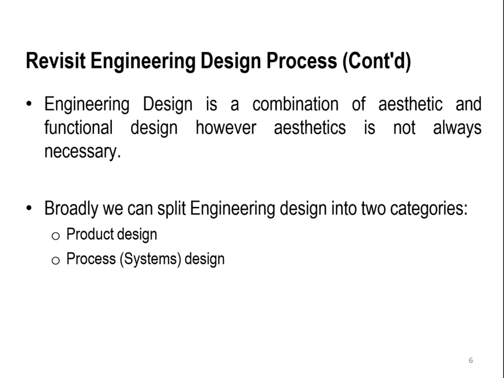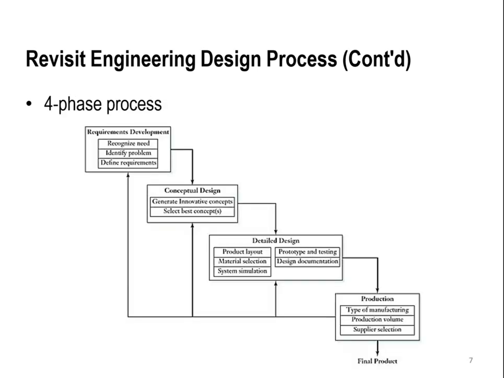Broadly, we can split engineering design into 2 categories. First, product design, and the second one is process design or system design. The 4-phase process is, first, requirement development, where we need to recognize the need, identify the problem, and define the requirements. Then we create the conceptual design, where we generate innovative concepts or select the best concepts. The third stage is the detailed design.